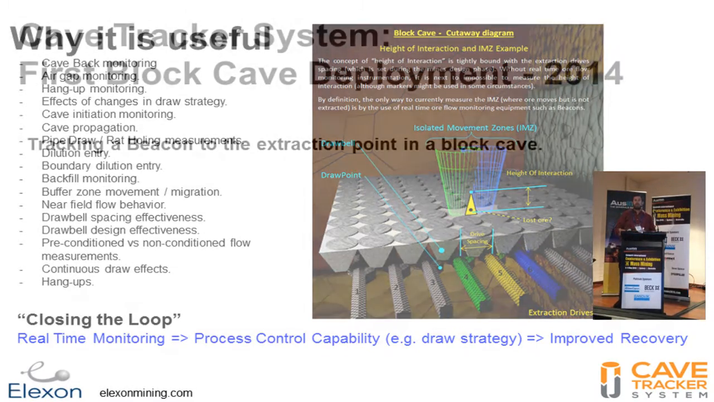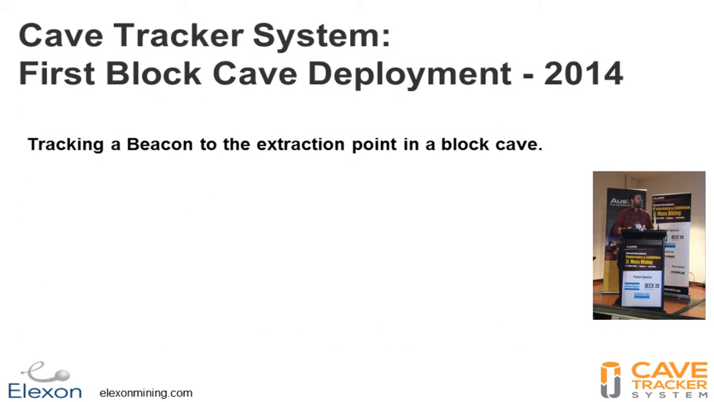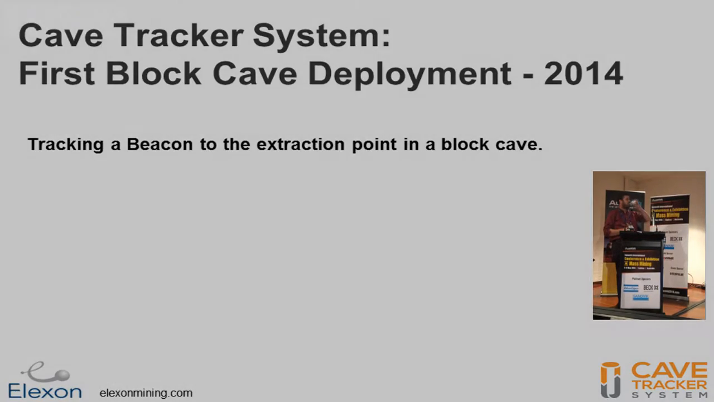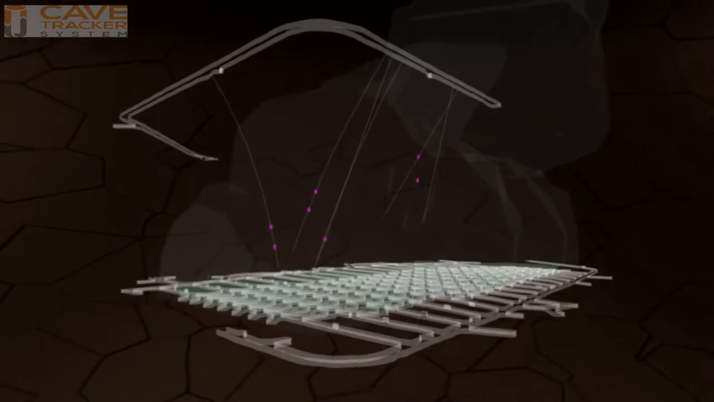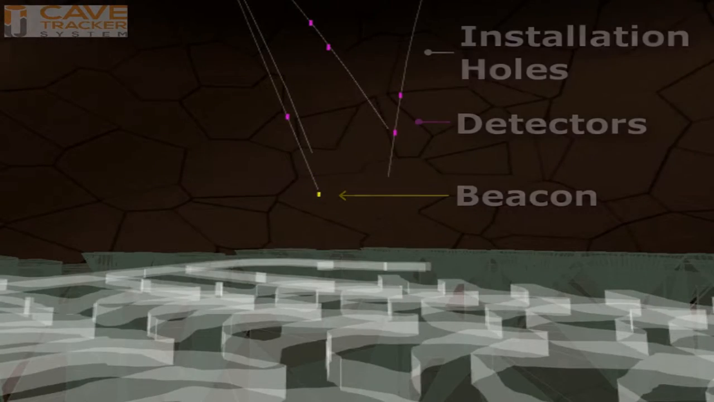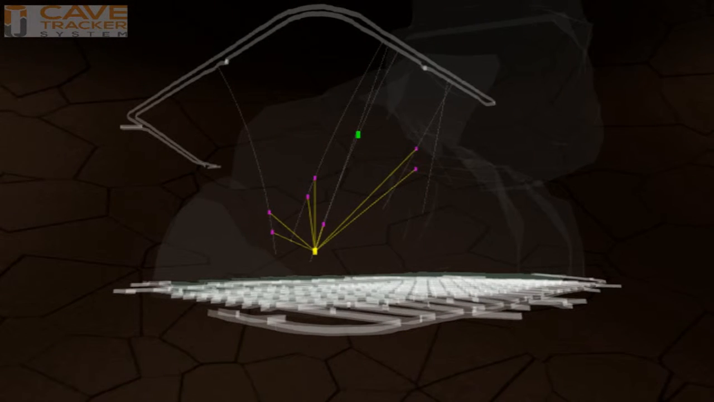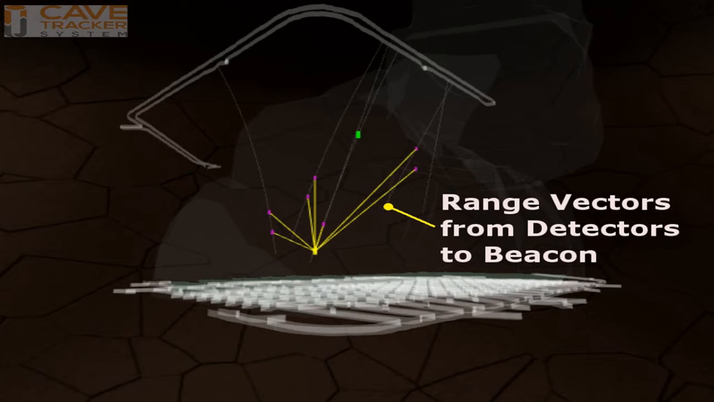We first deployed the initial revisions of the CaveTracker system in 2014, and we're going to see a video of the very first beacon that was deployed reporting to a draw point over the period of about a year in a gold mine in a block cave. You might recognize this cave. These purple items here are detectors that are installed down long poles, and this yellow point here is the beacon, and you just saw the range vectors being drawn in.